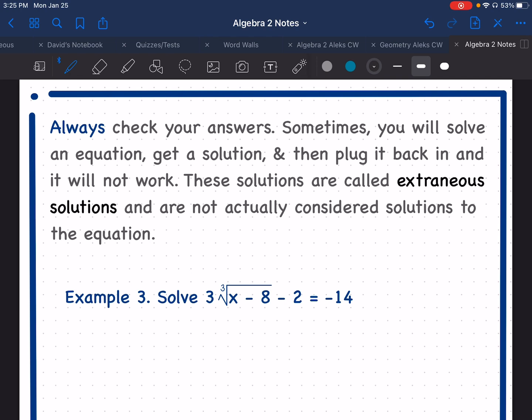When this happens, they're called extraneous solutions, and they are not actually considered solutions to the equation. They work when I do the first part, but when I go back to plug it into the original, it doesn't work, and so I do not consider it an answer. To help me find these, I have to make sure that I do the check every time.